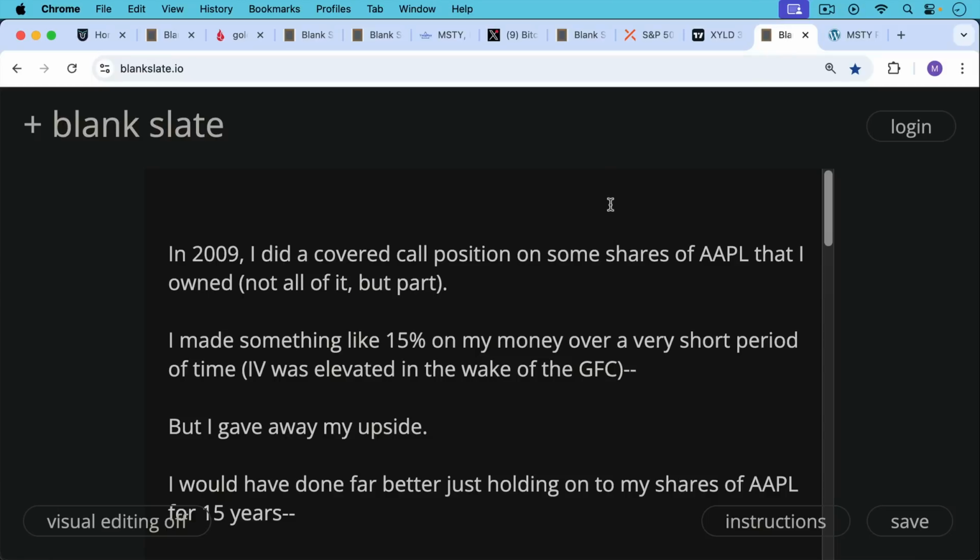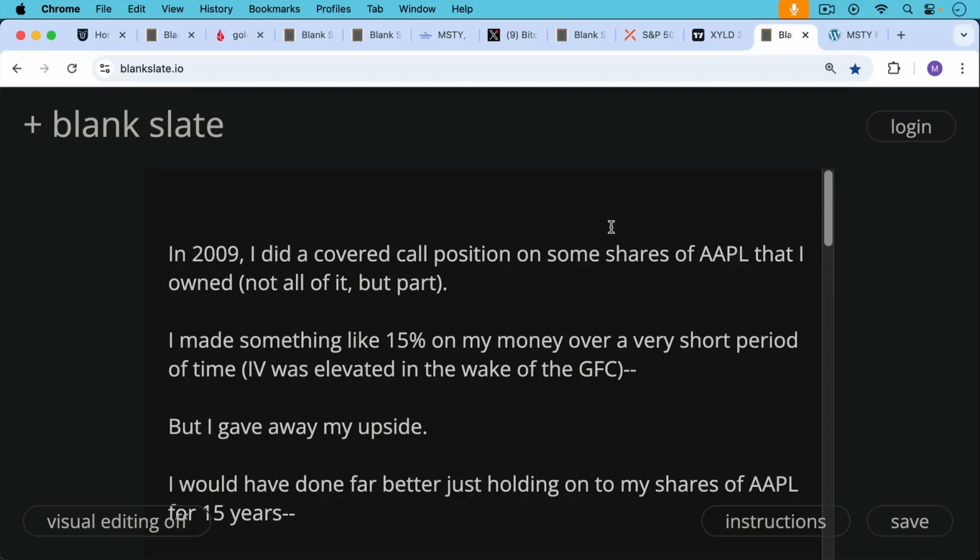For example, in 2009, I did a covered call position, I remember quite well, on some shares of Apple that I owned, that I bought during the great financial crisis. I did it just on a portion of my portfolio position in Apple, not all of it. I made something, I can't remember exactly, but something like 15 or 20% on my money over a very short period of time, because Apple had become very volatile during the GFC. And as we were just talking about a moment ago, implied volatility was elevated. And so the option premiums I was collecting were quite fat.